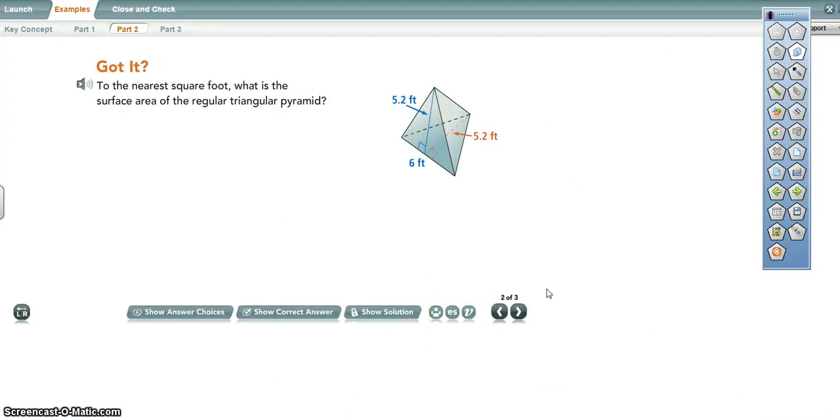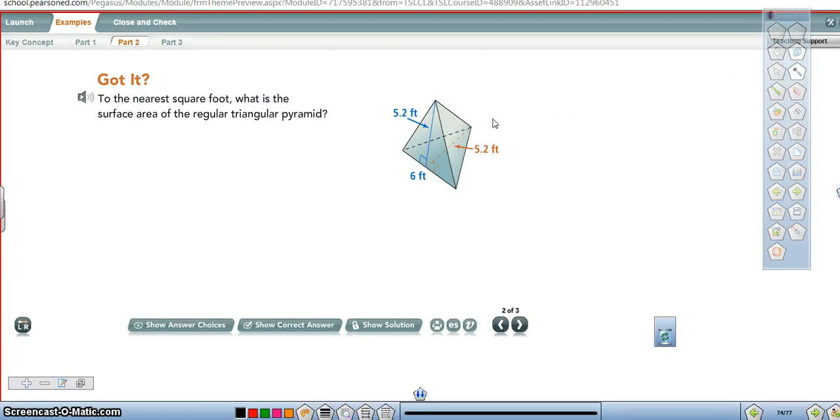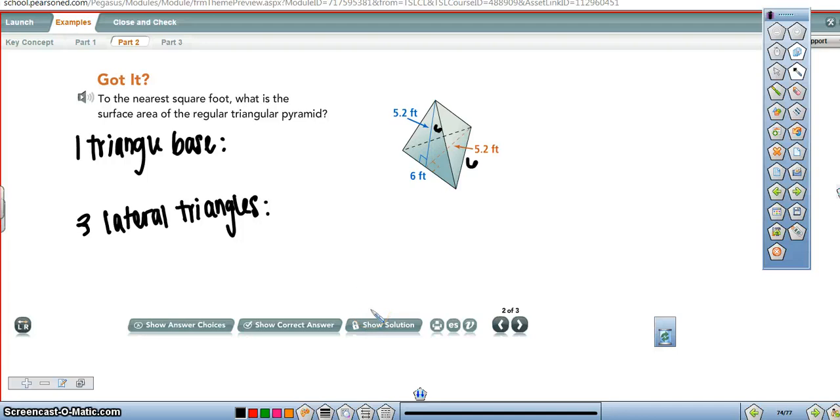Alright, here's another regular triangular pyramid. So you can see that the base of our pyramid is a regular triangle, or what we like to call an equilateral triangle. So it's 6 all the way around the edges. Okay, so we need to find the one triangle base, and we need to find the area of the 3 lateral triangles. Remember that lateral triangles are the ones that are not the base.